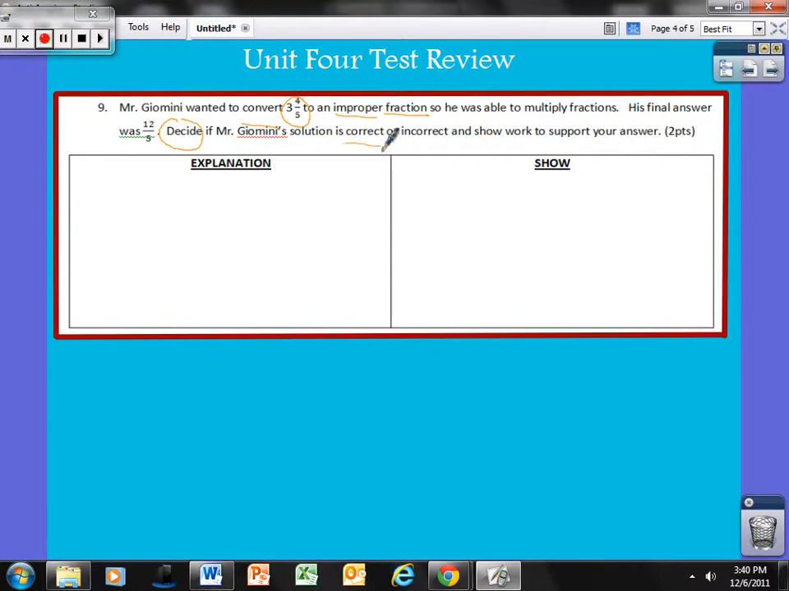So I'm looking to decide if it's correct or incorrect, and I need to show work. The first thing I do is the work myself, because I don't really know if he's right or not until I do it. So I take 3 4/5, keeping in mind that his answer was 12/5.